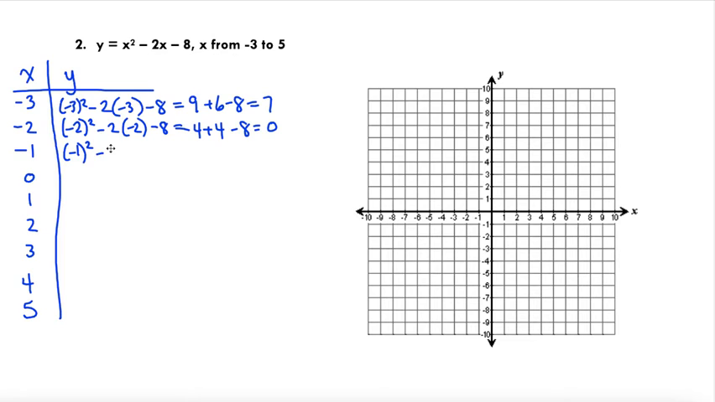Plug in my value for x, which is negative 1 this time. And I'm going to solve using BEDMAS. So negative 1 squared is 1. Negative 2 times negative 1 is positive 2, minus 8. 1 plus 2 is 3, and 3 take away 8 is negative 5. Keep going.